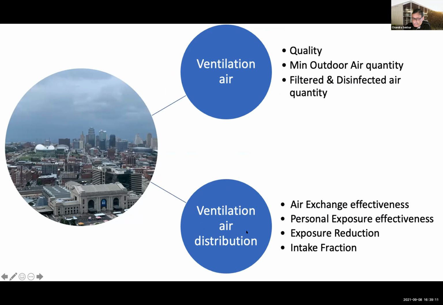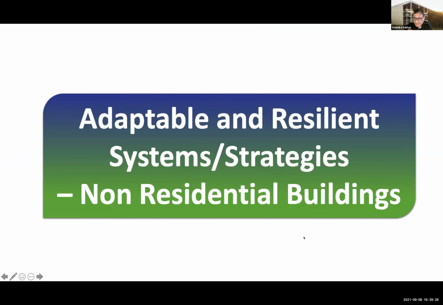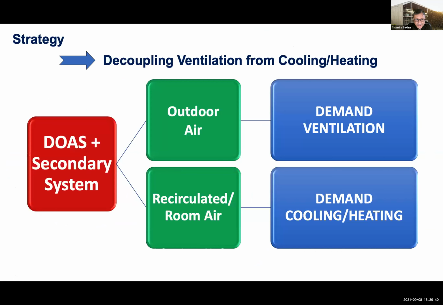And then the distribution is the one that I want to focus on. There are things related to how effective it is and how we can reduce the contaminant exposure to a person. So all these are indices that you can read from my handout material. I won't go into the details here. I'm going to come very specifically here to some of the adaptable and resilient systems and strategies, especially in the non-residential building context. I'm going to go very quick. It's an overview, not going into too much detail.